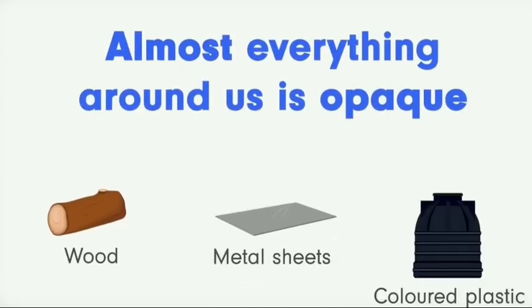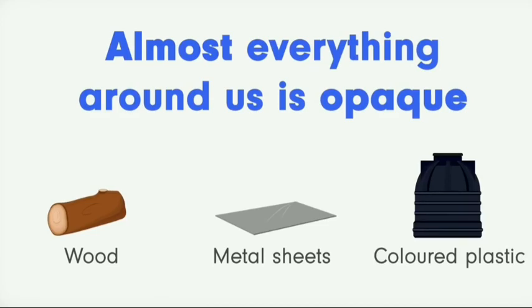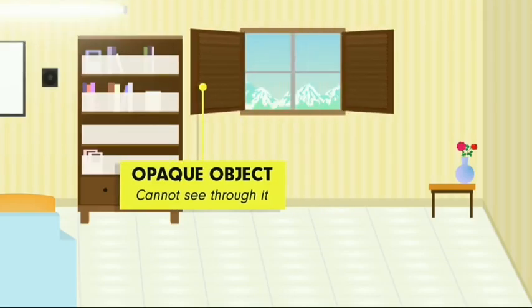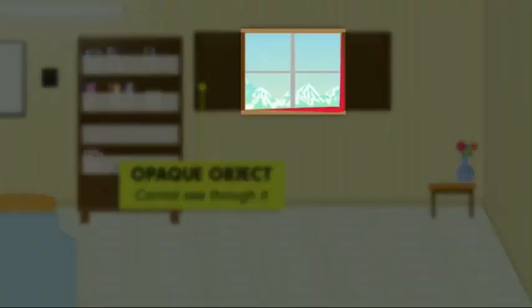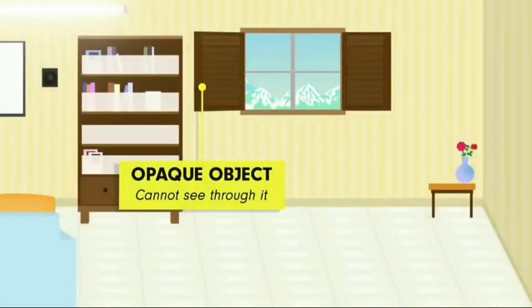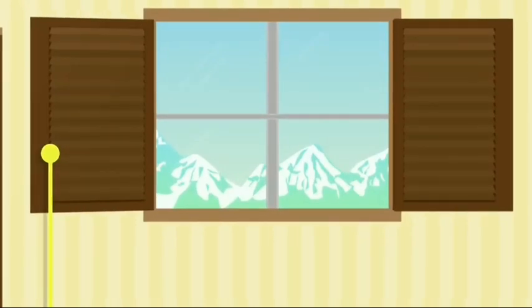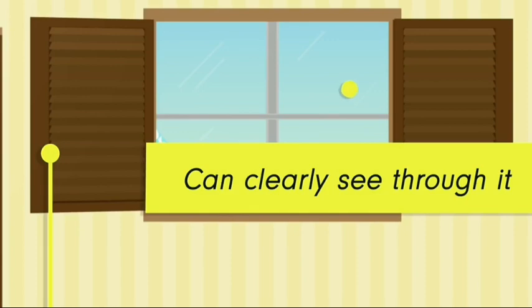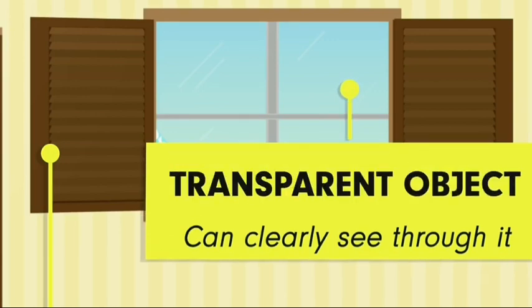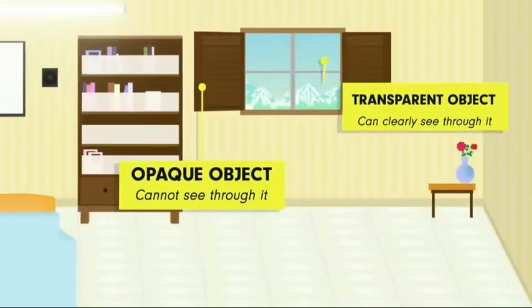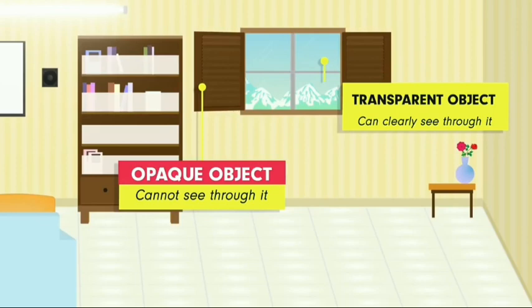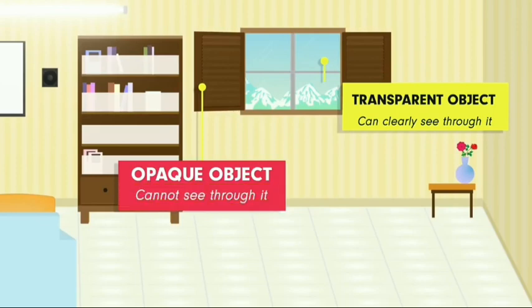Wood, metal, sheets, colored plastic, and so on. Now let's open the wooden shutters. Can you see something new? Yes, we see the surroundings through the glass. And I'm sure you know why. What has happened now is that we have a clear glass which allows light to pass through it, allowing us to see through it clearly. Such objects are called transparent objects. Earlier, the wooden shutter was opaque and the opaque objects do not allow light to pass through them.